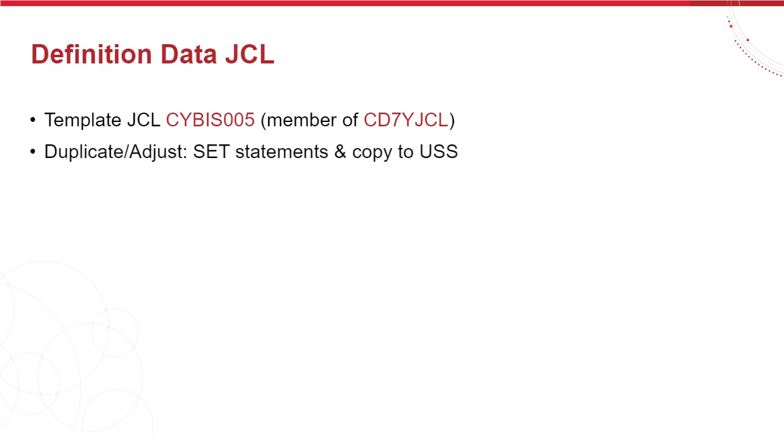A JCL template called CYBIS005, member of CD7Y JCL, is provided for definition data. This is the JCL submitted by the ESP adapter to JES to capture the log data from the log stream and translate it into MQ-type messages for the Message Service Hub. You should duplicate this JCL and make adjustments based on your own environment and configuration. Specifically, the SET statements need to be changed so as to reflect the reality of the ESP installation. Then it can be moved to USS.